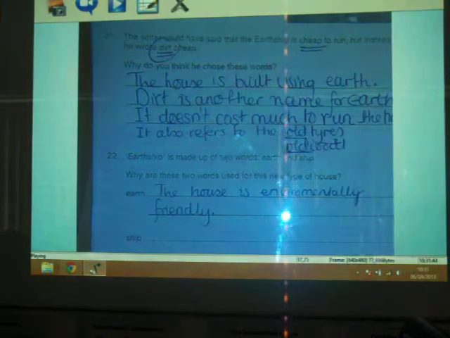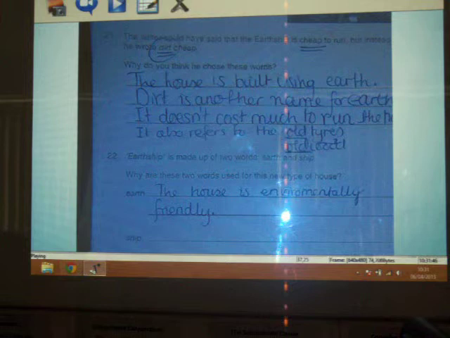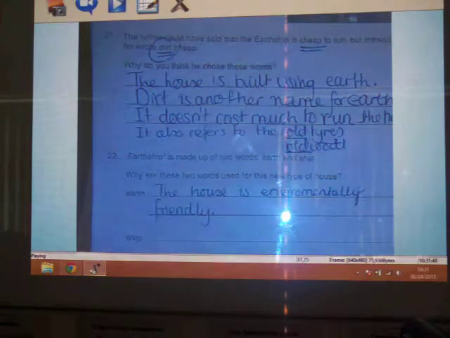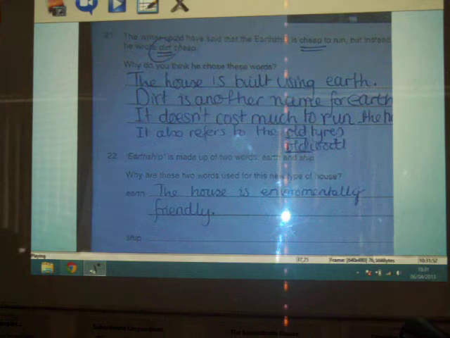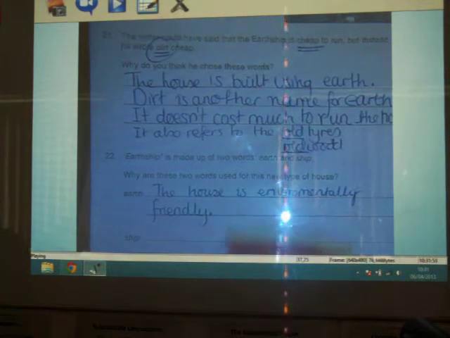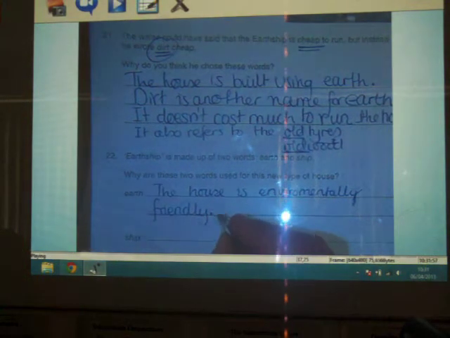Okay, what does environmentally friendly mean? It causes less damage to the environment. When you're building something, you're not destroying lots of things to build it. So the house is environmentally friendly.